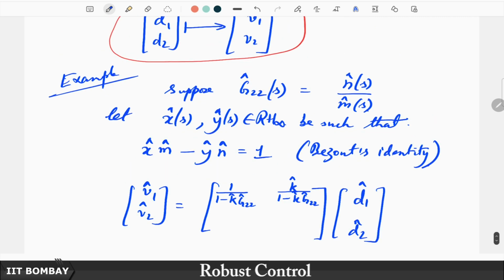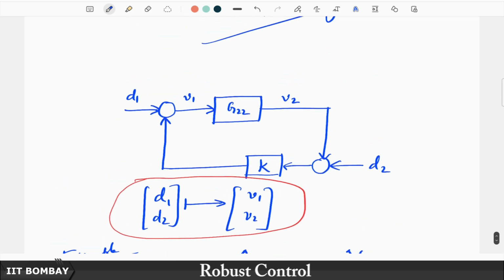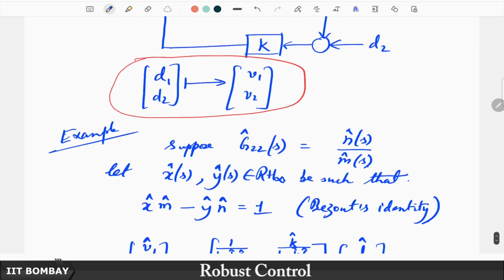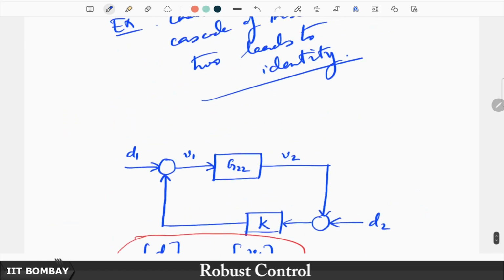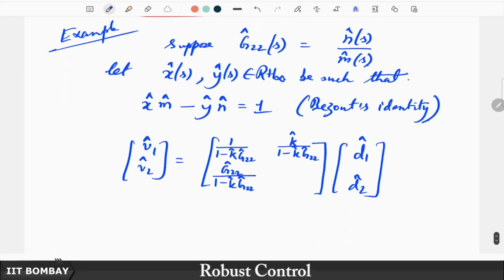Now, similarly, if you want to find out from d1 to v2, in the forward path you have g22. This is g22 hat upon 1 minus k hat g22 hat, and similarly from d2 to v2. So, d2 to v2 you have k g22.